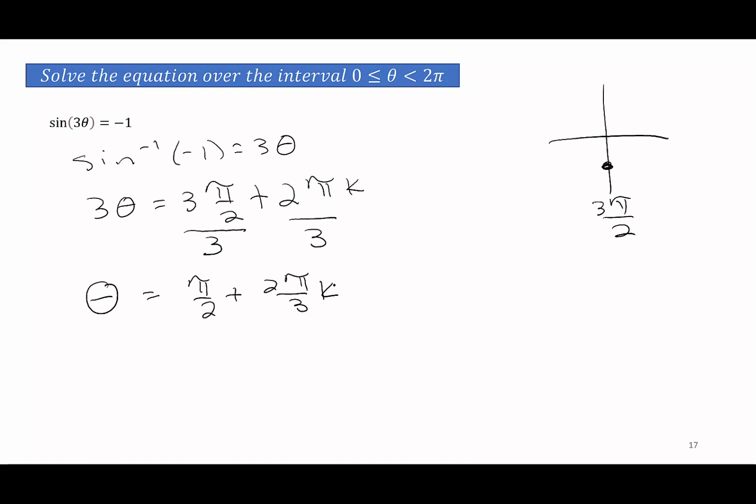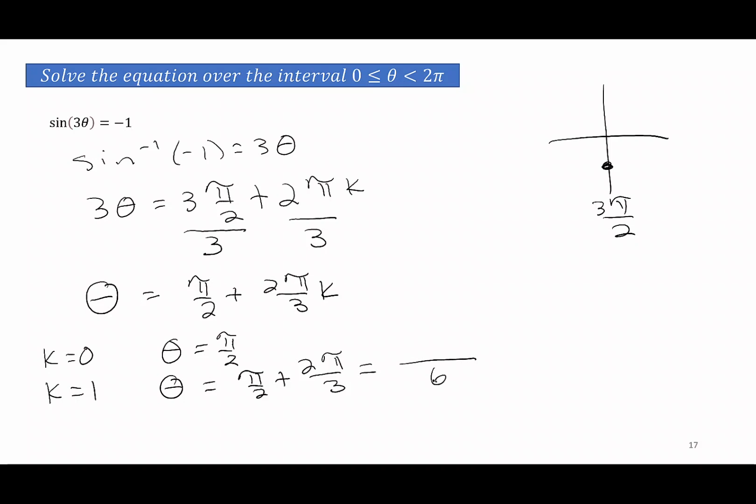We need to find all the values of theta that are between 0 and 2 pi. I'll start by letting k equal to 0. I'll get theta is just pi over 2. 0 times 2 pi over 3 will go away. If I let k be 1, I'll have theta is pi over 2 plus 2 pi over 3. I need a common denominator, which would be 6. 3 pi over 2 will become 3 pi over 6. 2 pi over 3 will become 4 pi over 6. 3 plus 4 gives me 7 pi over 6, which is between 0 and 2 pi.